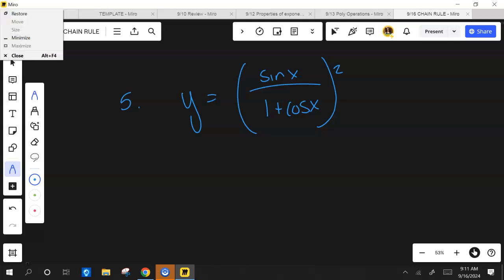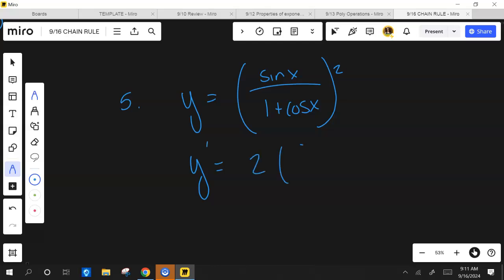So I'm still right. This is going to be an outside exponent and then the quotient rule inside. So all those other rules still come into play. So you bring out the 2. Now do the derivative. I'm going to give you all a second. All right. Derivative of the top.